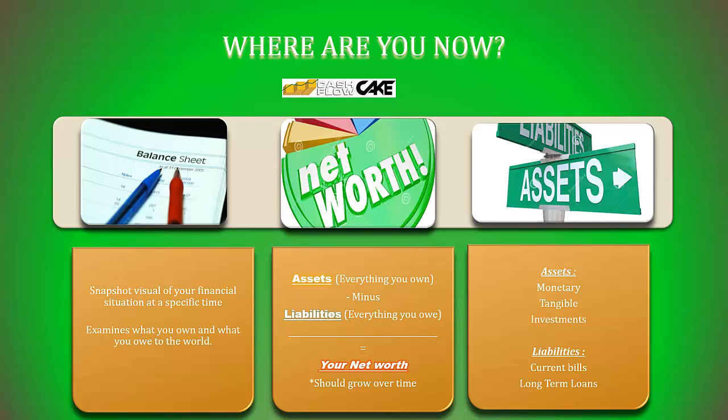Now we're done with our assets. Now let's move on with the next portion of our calculation here, liabilities. So everything you owe. The first section is current bills. And I would like to say, as far as current bills go, anything that you need to pay on a monthly basis that's due immediately. Those are going to be your current bills.